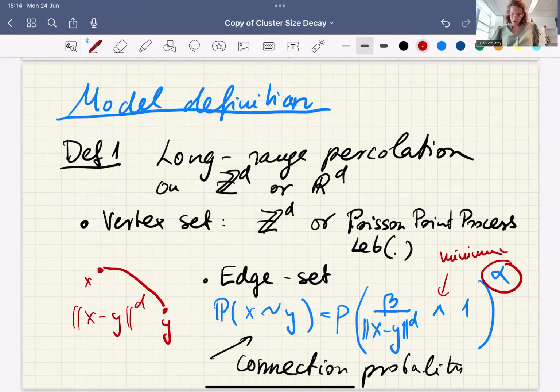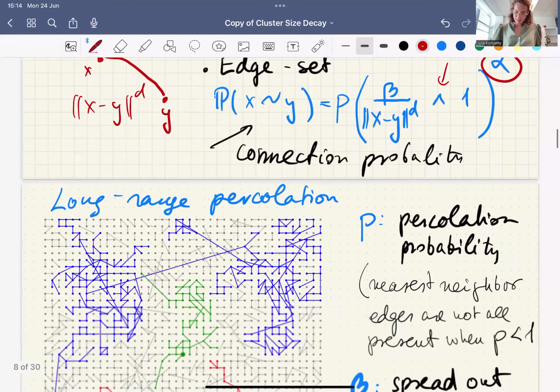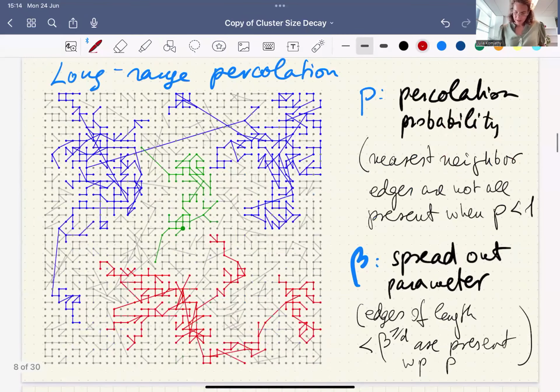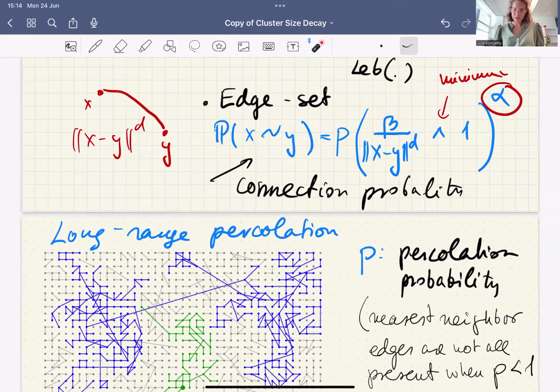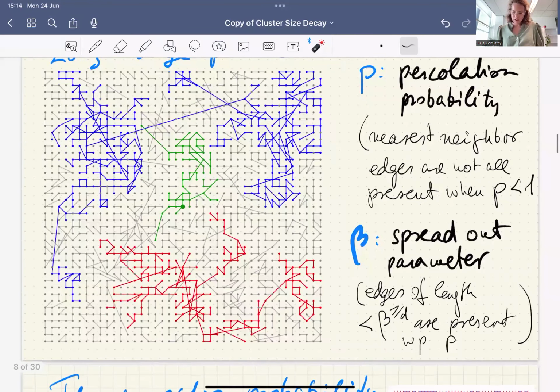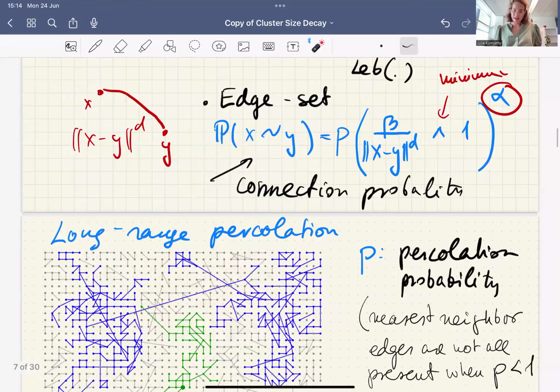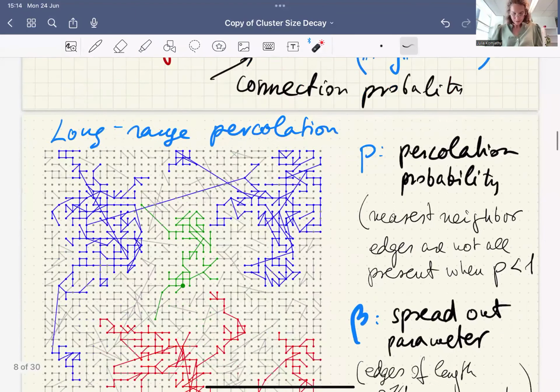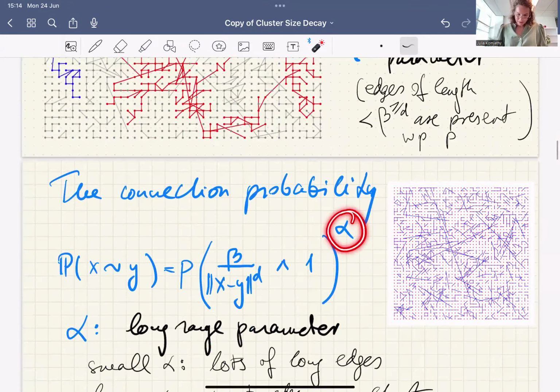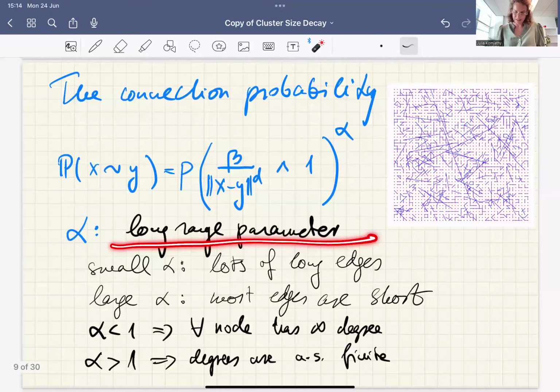So let me explain the role of each of these parameters. p is the percolation probability. This means that nearest neighbor edges are not all present when p is strictly less than one. This beta we call the spread-out parameter, because edges that have length less than beta to the one over d are all present with probability p. So you basically make the original percolation model a little bit more spread out. But there is also the alpha, and that one we call the long-range parameter. The long-range parameter allows for long edges also to be present.